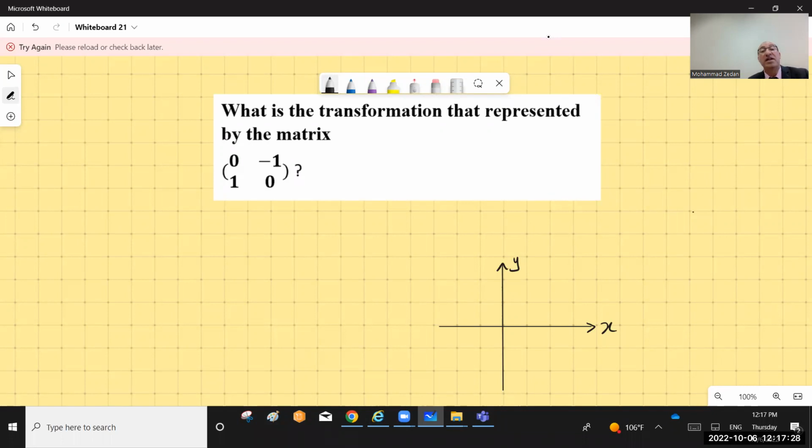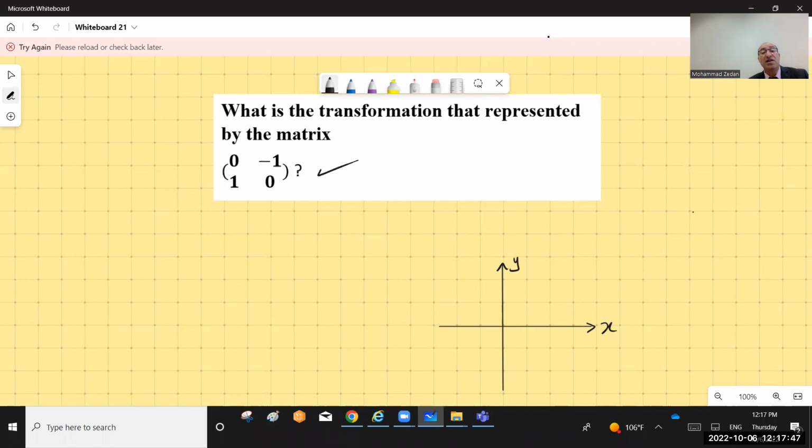We have a famous question in transformation asking about the matrix that represents a given transformation like this one. This matrix 0, 1, negative 1, 0. What type of transformation? Is it rotation? Is it reflection? And what is the type of transformation?